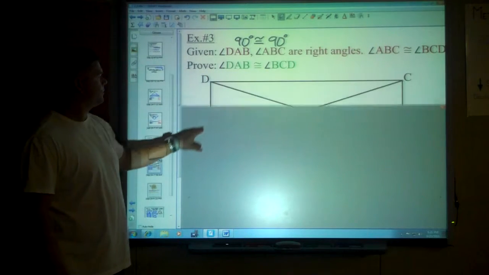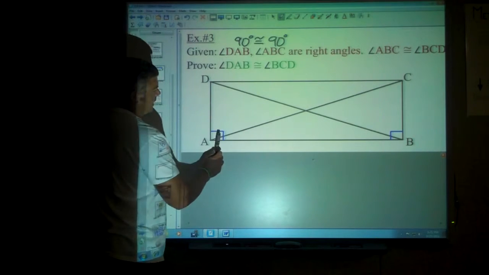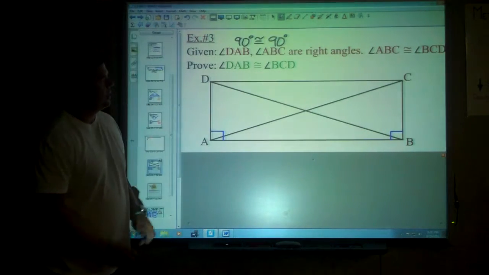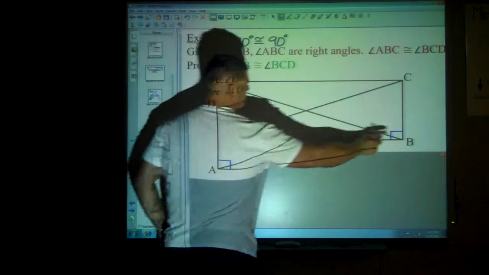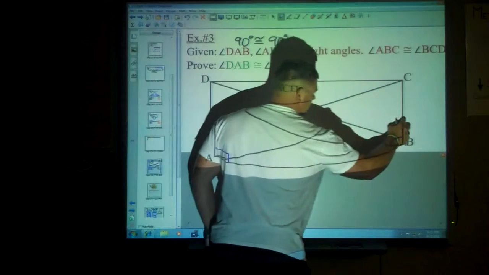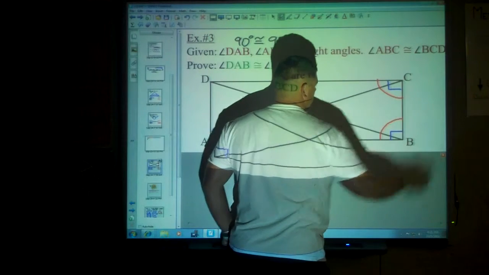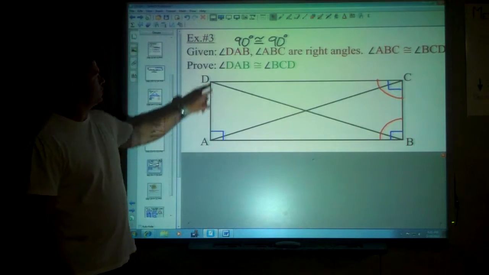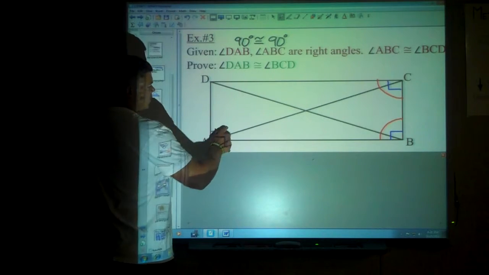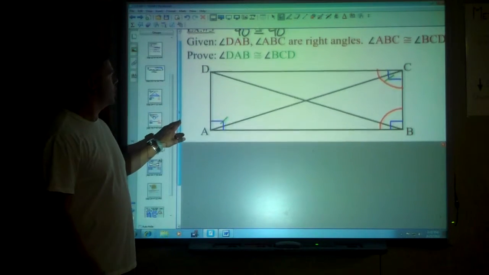So let's look at the diagram. So we have here angle DAB is a right angle, that's why I put the blue box here. Angle ABC is a right angle, so I put the blue box there. Angle ABC, A to B to C, is congruent to B to C to D, which means these angles are congruent to each other. If they're congruent to each other, that really means we have another 90-degree angle up there. And we are trying to prove that DAB, which is down here, is equal to this. Which of course we know it is, because of the fact that it's 90 degrees. But let's look at our reasoning.